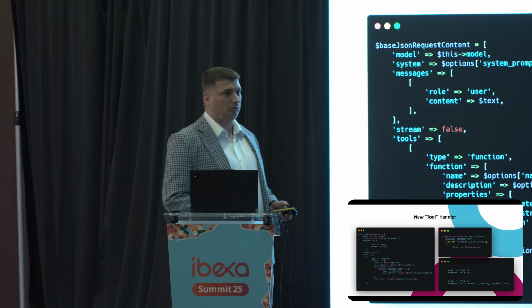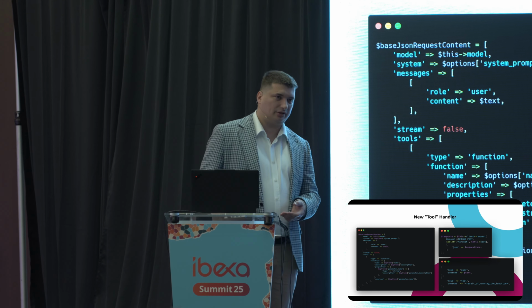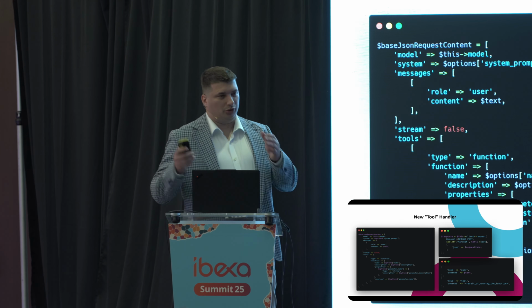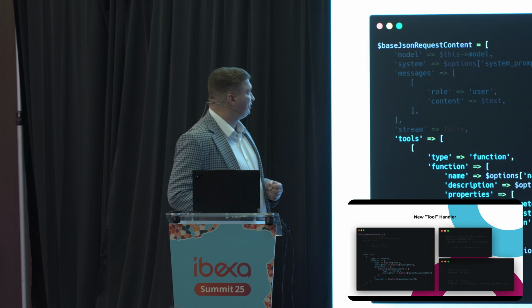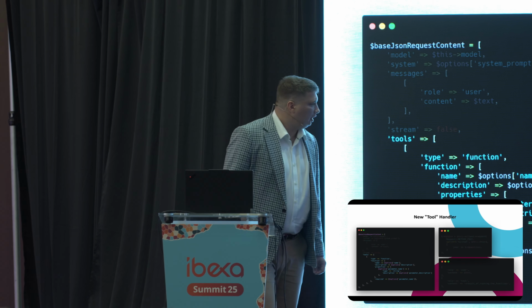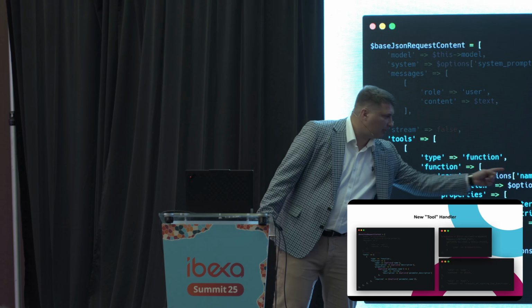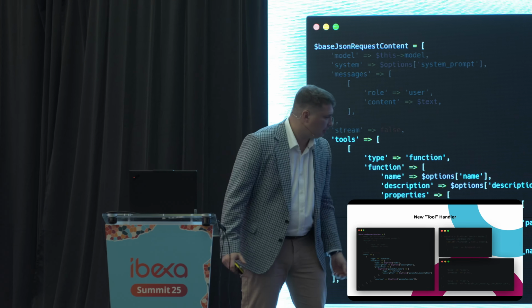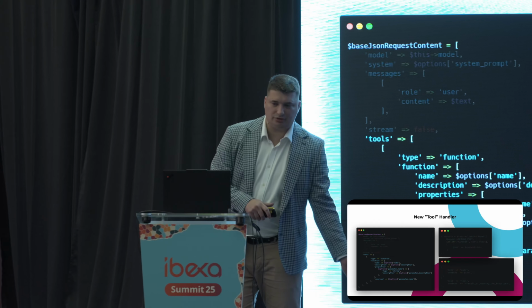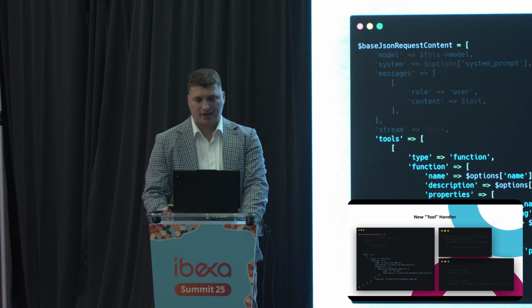Yeah, what to do with this? We need a new tool handler. It's almost identical to what we already have. The only difference is we are passing another payload in our JSON called tool. You can see I have options: name of the function, description of the function, parameter name, and parameter description. This will come from the AI actions from the back office.